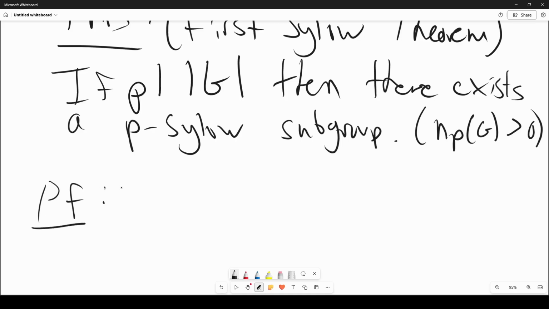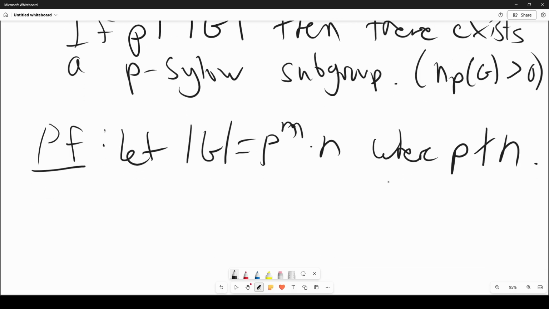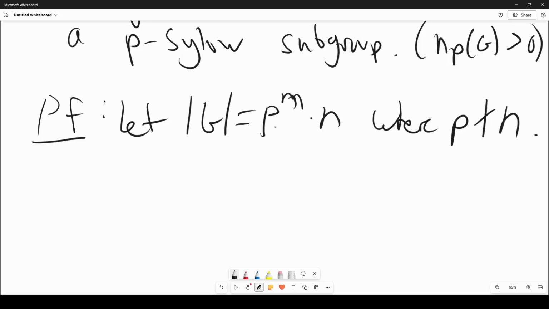So let's first let the size of G equal p to the m times n, where p does not divide n. So this is kind of like, as we wrote before, if p is 2, this is like writing as many powers of p as we can, and then there's some extra factor n to get to the whole group size. But you don't want p to divide n, because then I could write this as p to the m plus 1 times some k. So this is the highest power of p that goes into G.